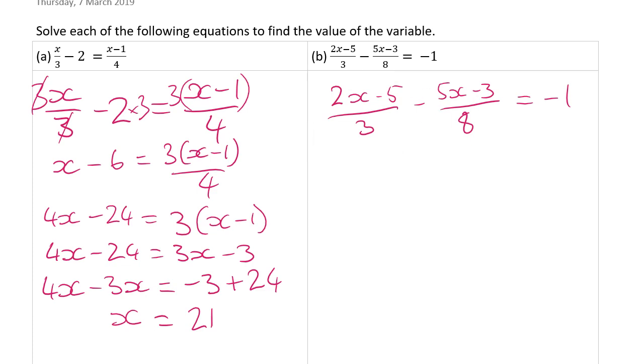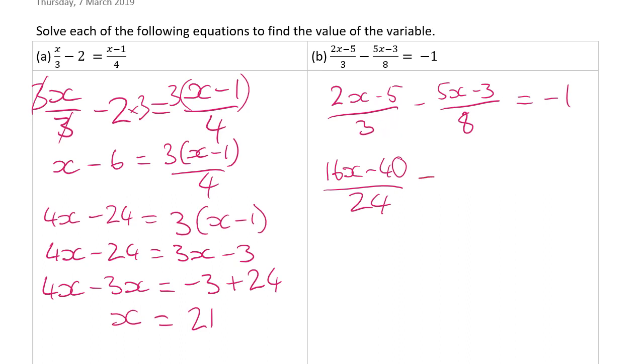Okay, so I'm going to do that. I'm going to multiply top and bottom of this expression by 8 so that I can get the bottom number here to be 24 and then eventually get the bottom number here to be 24 as well. So 8 times 2x is going to be 16x. 8 times 5 is 40. 16x minus 40 over 24 because 3 eights are 24.